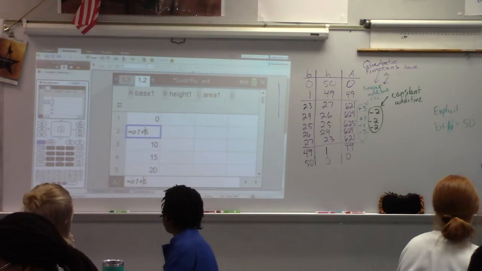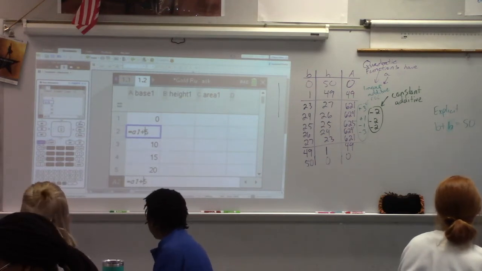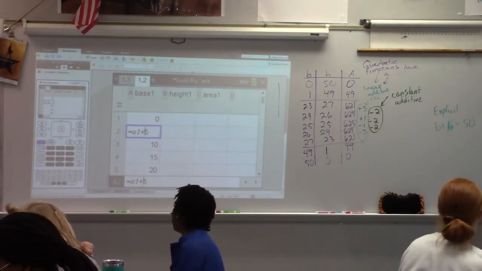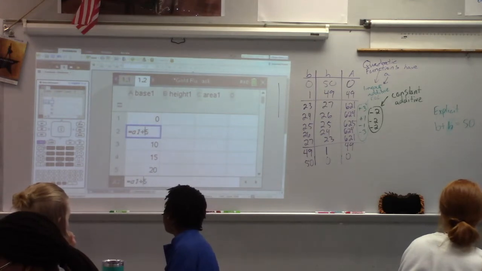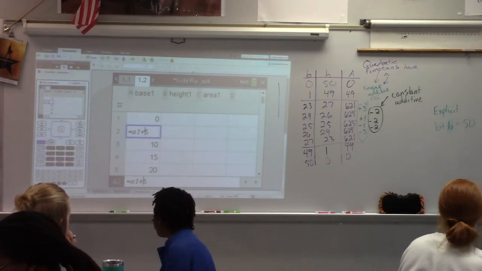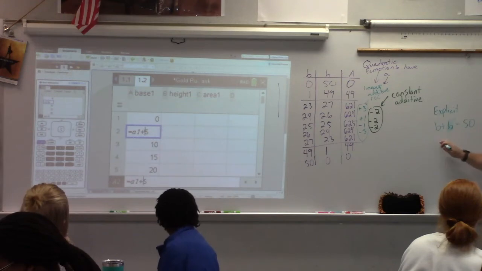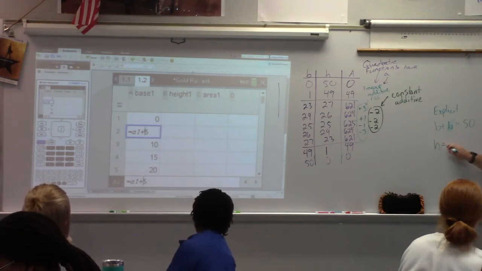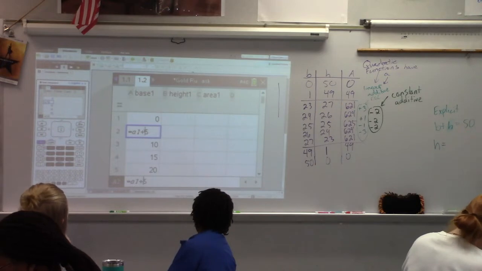So I want an equation where I could substitute the base value in and get the height out immediately, which means my base becomes the input and the height becomes my output. So how could I rewrite this equation so that my height is equal to something with my base? I need to rewrite this.